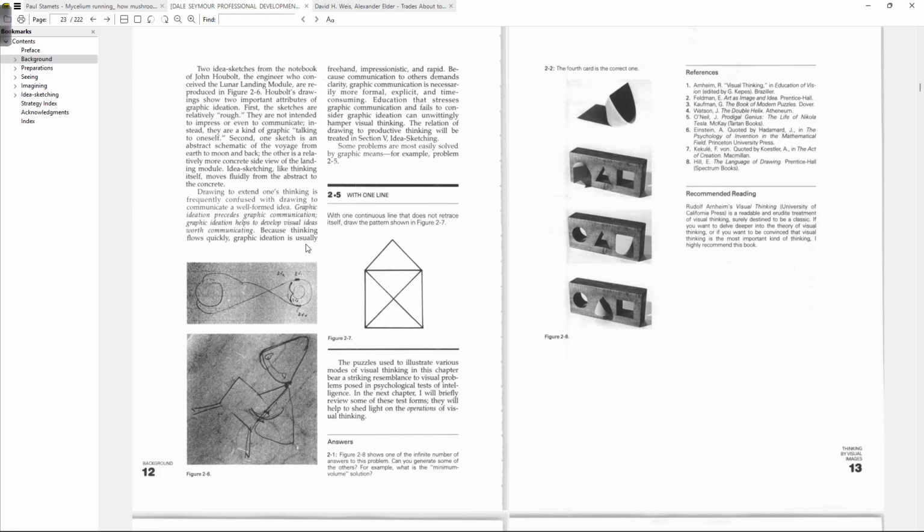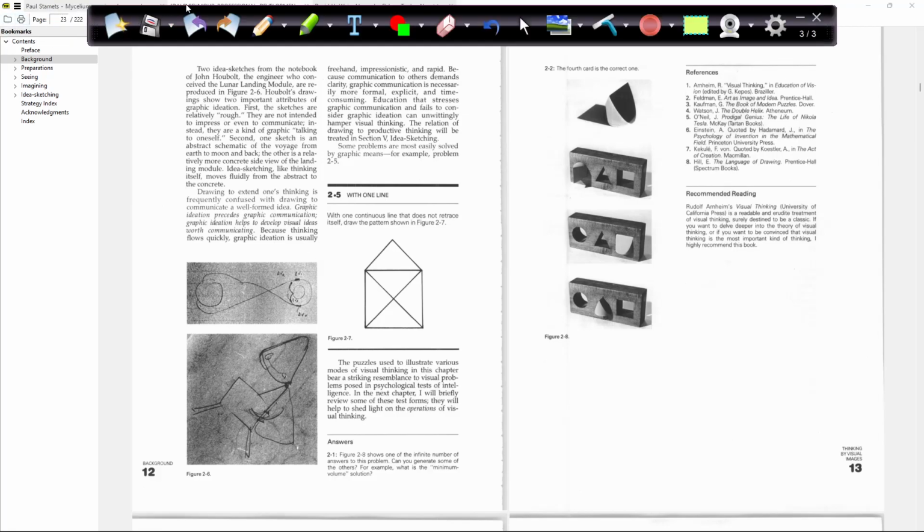Okay, I think let's try this one if we can do it. So what it says is, with one continuous line that does not retrace itself, draw the pattern shown in the figure. We're saying some problems are most easily solved by graphic means, so we have to draw. Let's try different iterations. It does not retrace itself.